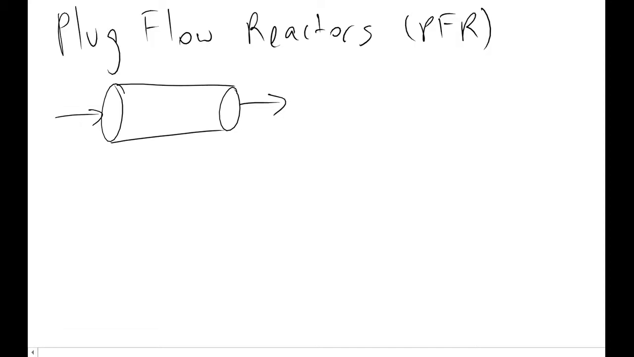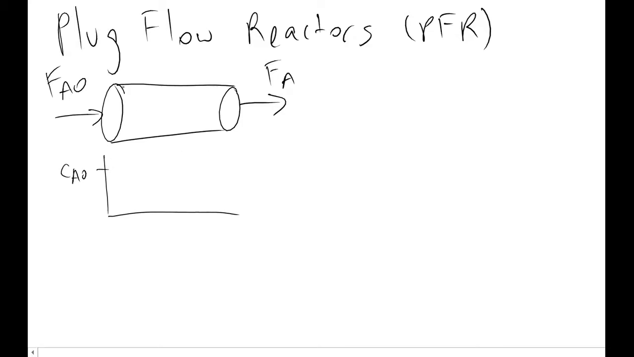cylinders, and we have an inlet flow rate, FA naught, and an exit flow rate, FA, where A denotes the reactant or the limiting reagent in a reaction that's occurring. And doing a mole balance on a PFR is challenging because, unlike CSTRs, the continuous stirred tank reactors, and batch stirred tank reactors, BSTRs, the concentration profile of A can vary inside our PFR as a function of length or accumulated volume.